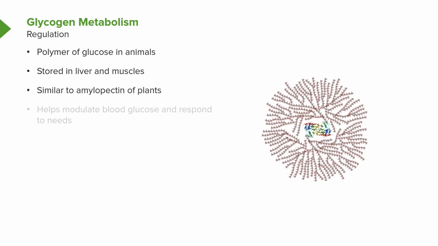Now, glycogen is similar to amylopectin of plants and differs only in the amount of branching that the molecule has. Glycogen has branches about every 10 glucose residues, whereas amylopectin has branches about every 50 or so. Glycogen helps to modulate blood glucose because it is that battery, or that storage form of glucose. The liver can tap it as necessary to release glucose into the blood and allow the blood glucose level to stay as needed.